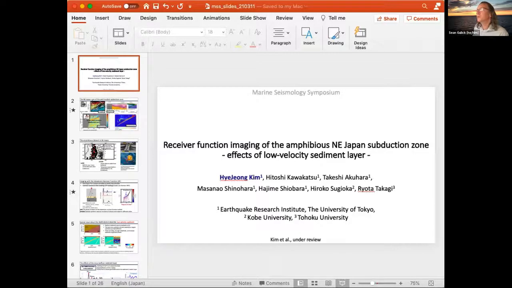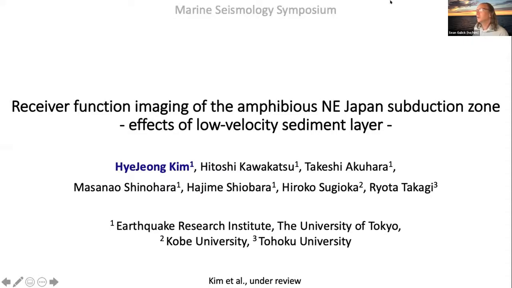Excellent. Okay. So our next speaker is HyeJeong Kim. She's an early career scientist at the Earthquake Research Institute at the University of Tokyo. Current research foci include receiver function imaging of the Amphibious Northeast Japan Subduction Zone, effects of low velocity sediment layers.